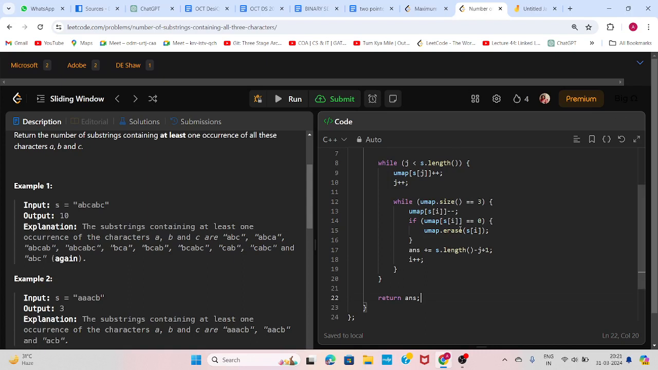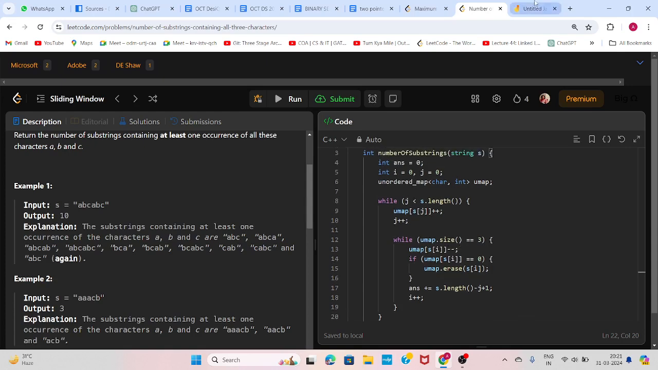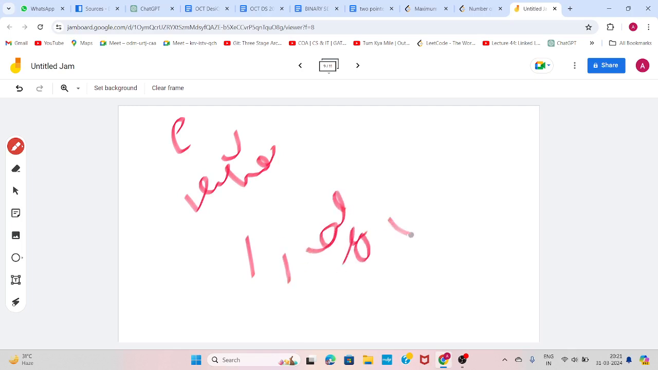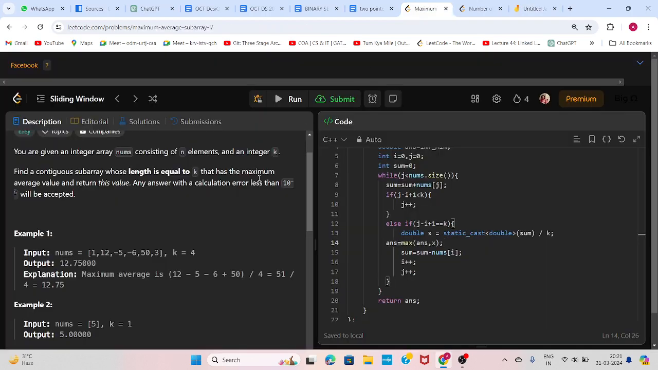And now if you want to see the pattern, I think you observe the pattern: we will make two pointers, we will use a while loop, then we'll do some calculation, and we will check if it's satisfying the condition. If yes, then we calculate the answer, or else we are moving our window. So this is a simple, basic, standard method of sliding window. I hope you understand both the questions.